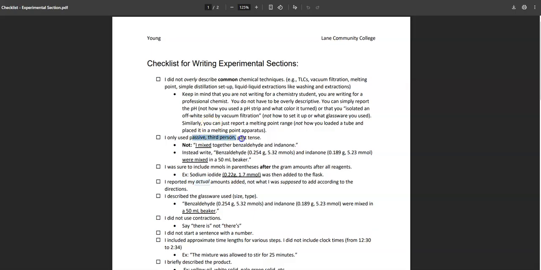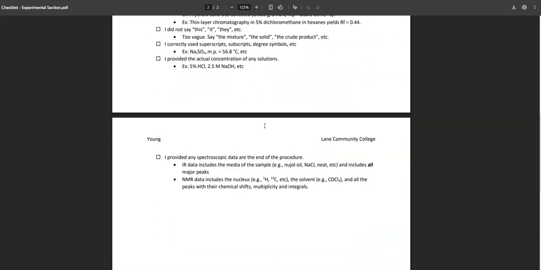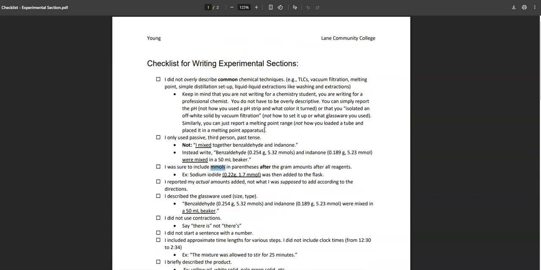You've got to use the passive, third person, past tense voice. You've got to include millimoles in parentheses, and basically a whole bunch of other things. I'm not going to read this all right now, but I will post a link to it in the description so that you can use it if you want to try using AI to improve your experimental sections.